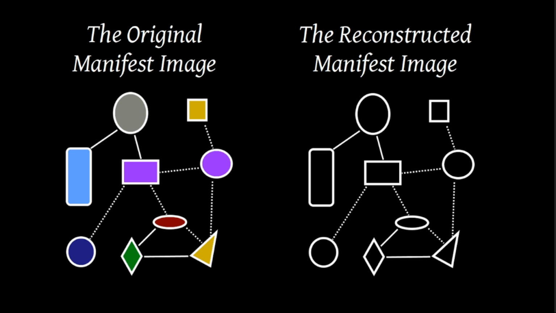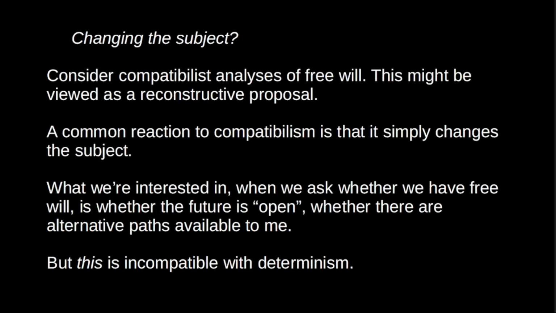So the general danger of reconstruction is that it risks changing the subject. Consider, for instance, compatibilist analyses of free will. Compatibilists say that free will is compatible with determinism. In order to defend this claim, compatibilists will propose their own analyses of what exactly free will is. And we can see this as a reconstructive proposal. So the question is, what is free will? Well, that phrase is hard to define.